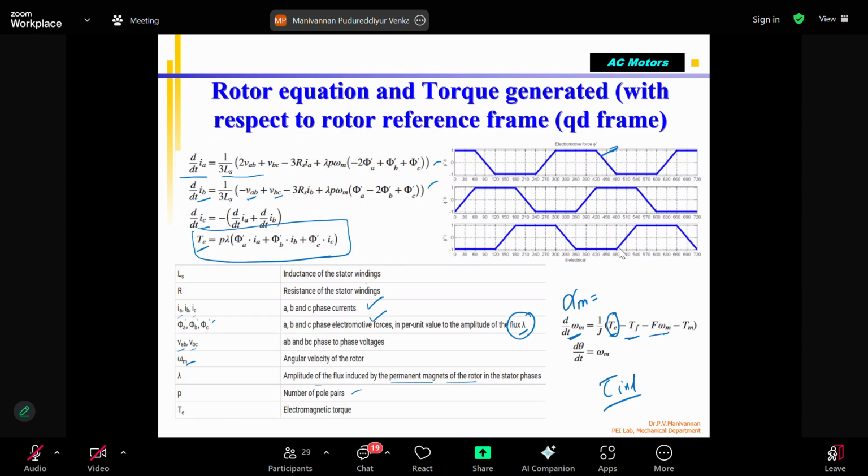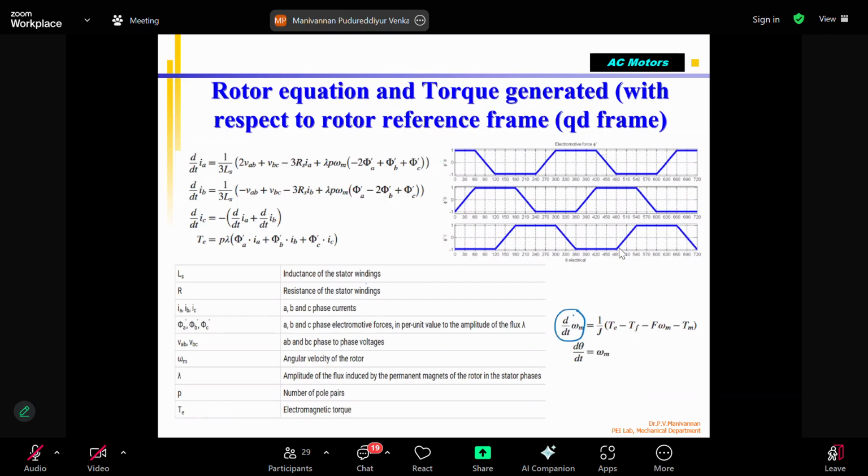F into omega m, this one varies with respect to motor speed. If motor speed increases this much, these are losses, and this is mechanical losses, correct? So all these things are shown here. So the final equation can be written like this, equated, correct?